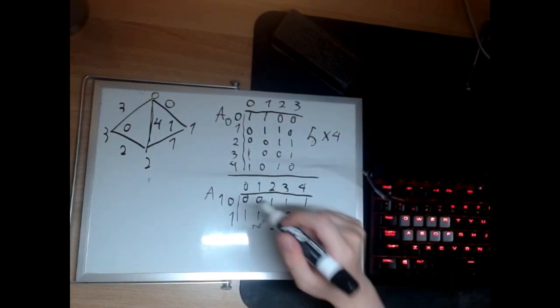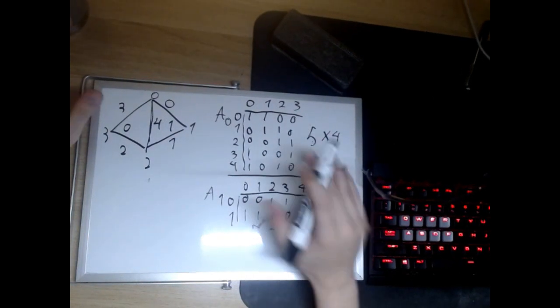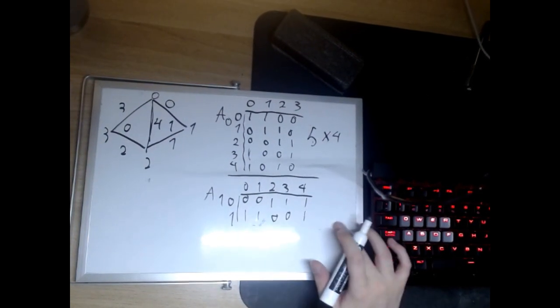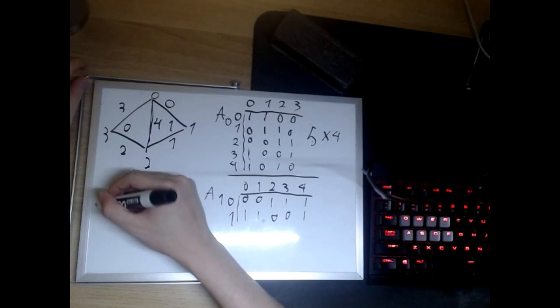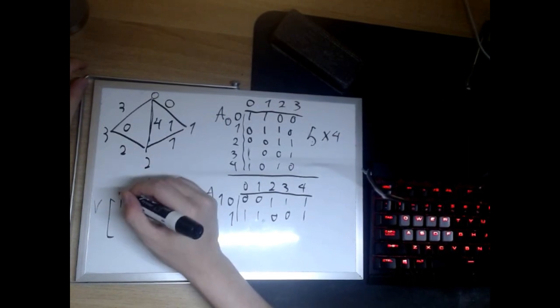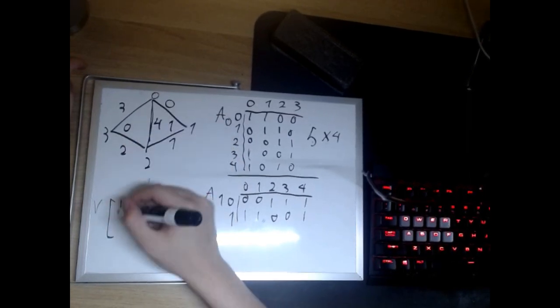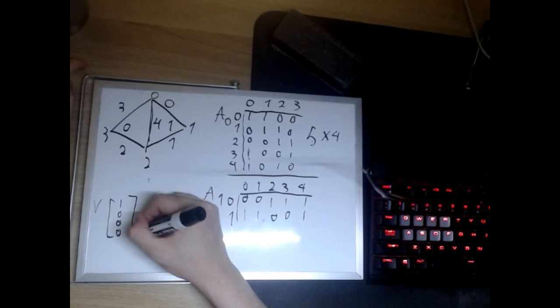So, in any case. Now, why do we want to do this representation? Why do we care? Well, consider the following. Let's define a column vector V that is going to represent our vertices, and we're going to label the first vertex as 1 and the others as zeros, like this.